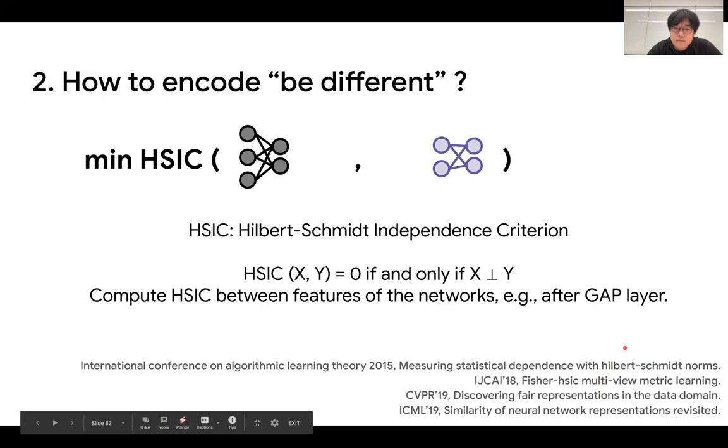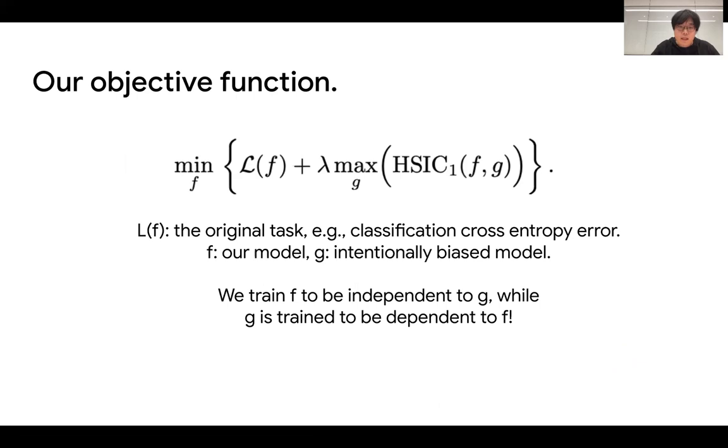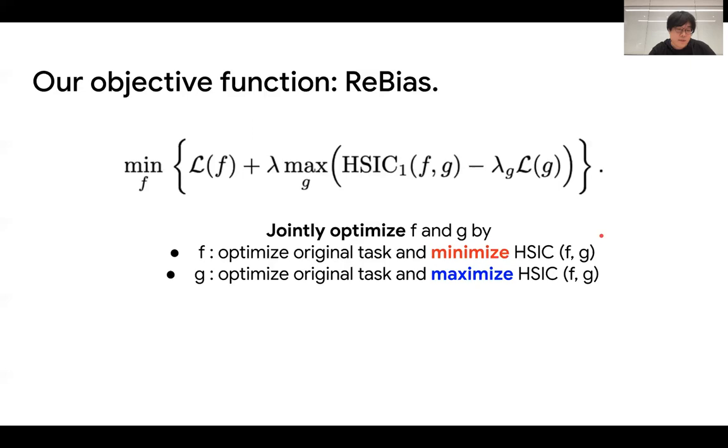So here is our objective function. This L is the original task, like classification cross entropy. And this HSIC is a regularization term related to the independence between our model and the biased model, like the small receptive field model. So we train this F, our target model, to be independent of G, while G is trained to be dependent on F. So what does it mean? Also in practice, we jointly optimize F and G by minimax optimization. F is optimized by the original task and minimizing HSIC, and G is optimized by the original task and maximizing HSIC, or maximizing the dependency between F and G.